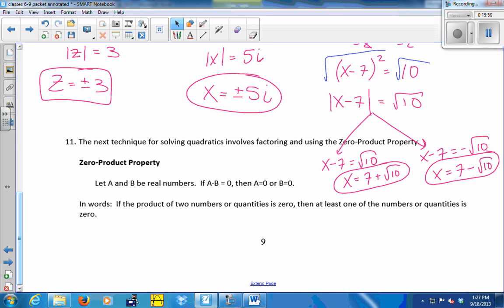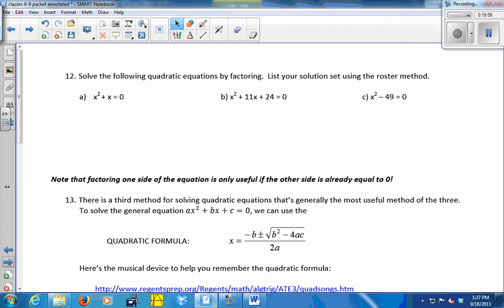So I'm going to use this special property of 0 to help me solve quadratics. The goal is to factor; one side of the equation has to be 0, right? Because that's the only way the zero product property applies, if you're multiplying two things and the answer is 0. So I want to rewrite x squared plus x as a product, as a multiplication problem. That means I have to factor it. So how do you factor x squared plus x?